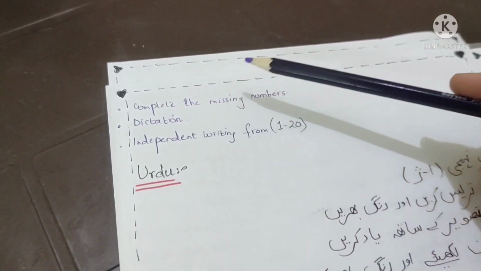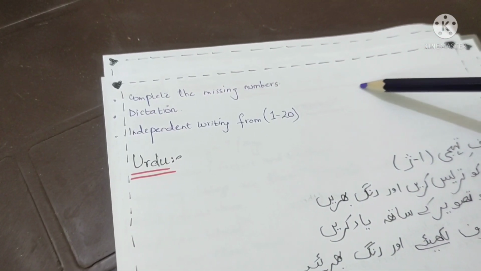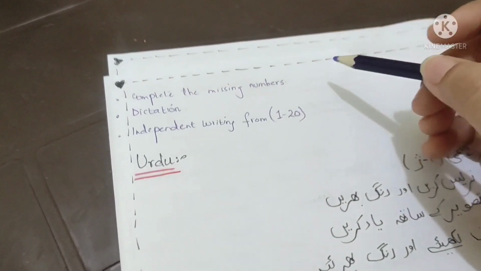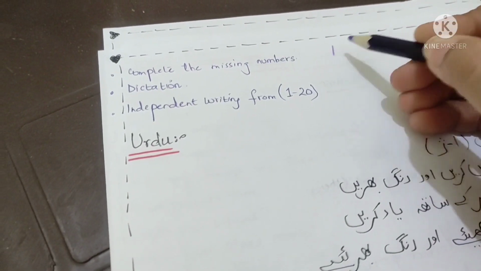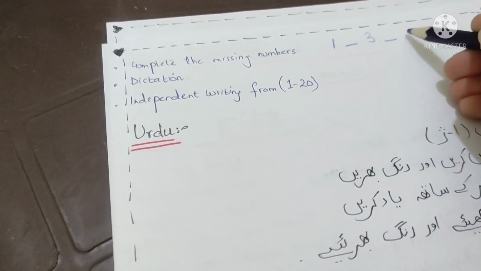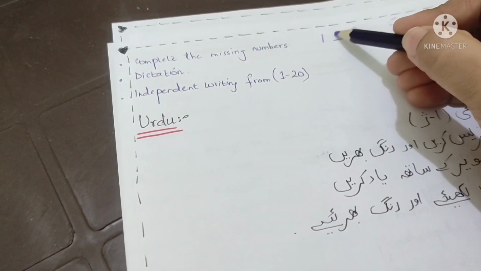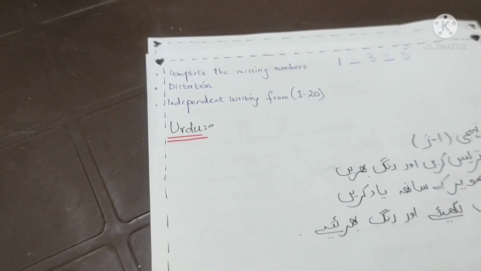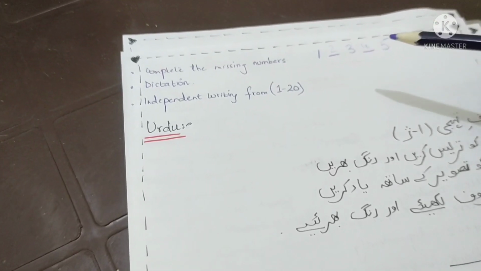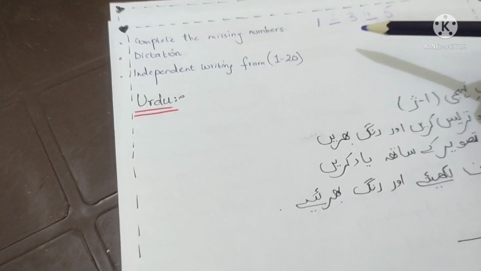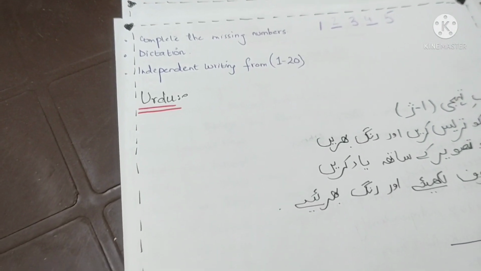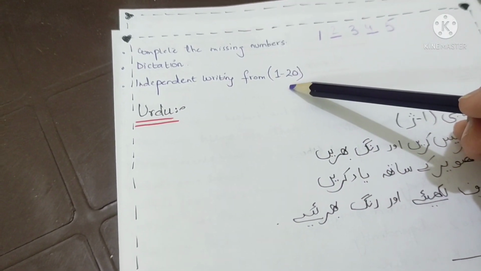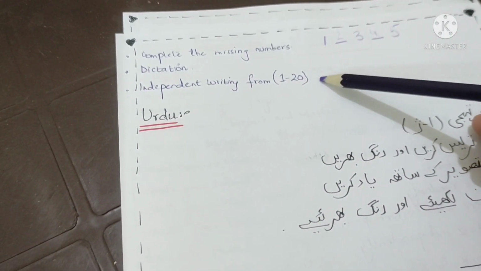Okay, the same way, complete the missing numbers. They have to complete, if the sequence is given to them, there'll be a blank given in between, and they have to fill that number. Okay, for example, if this is 1 and then this, they have to fill the missing number like this. Okay, dictation, they should be familiar with the dictation. Okay, they should know what is 11, what is number 6, what is number 12, and how is it written. Okay, so independent writing from 1 till 20, with the understanding of 1s and 10s.